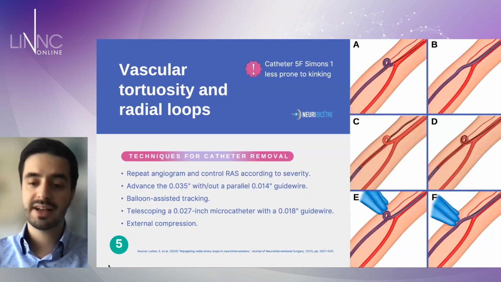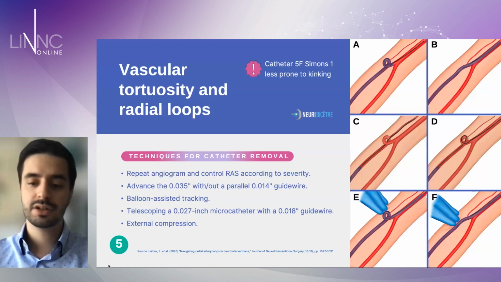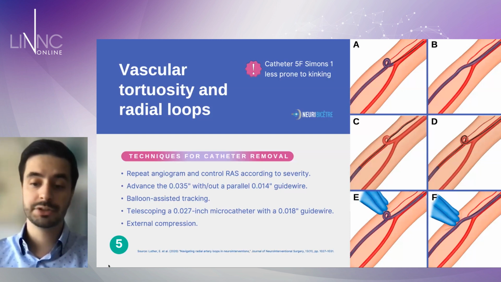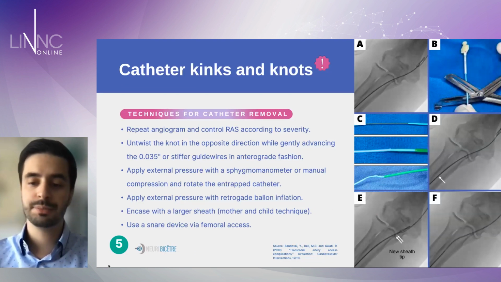As we said before, vascular tortuosity and loops can be a problem, and it's better to know if they exist from the start of the procedure with an arm angiogram to avoid perforation. That can be done just after you insert your radial sheaths. And if a loop or tortuosity appears, you can try to apply external pressure to straighten the vessel, use microcatheterism or balloon-assisted tracking.